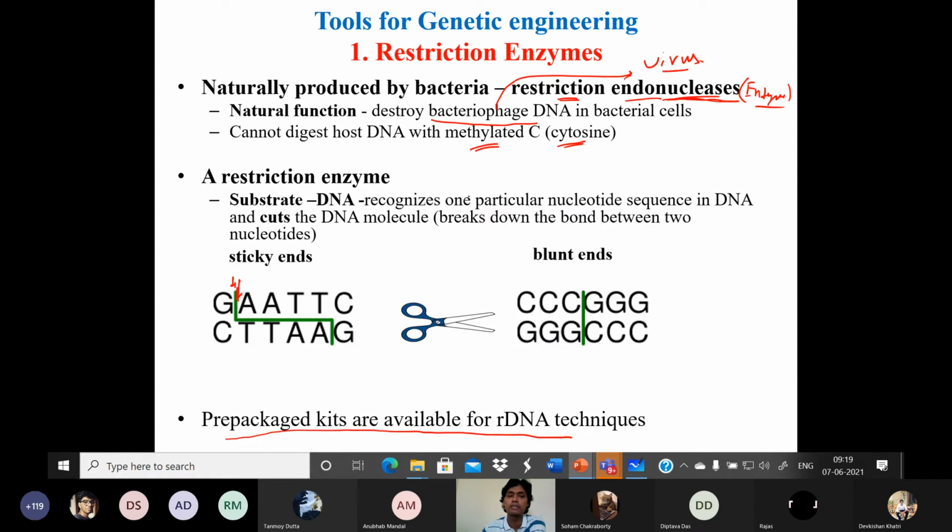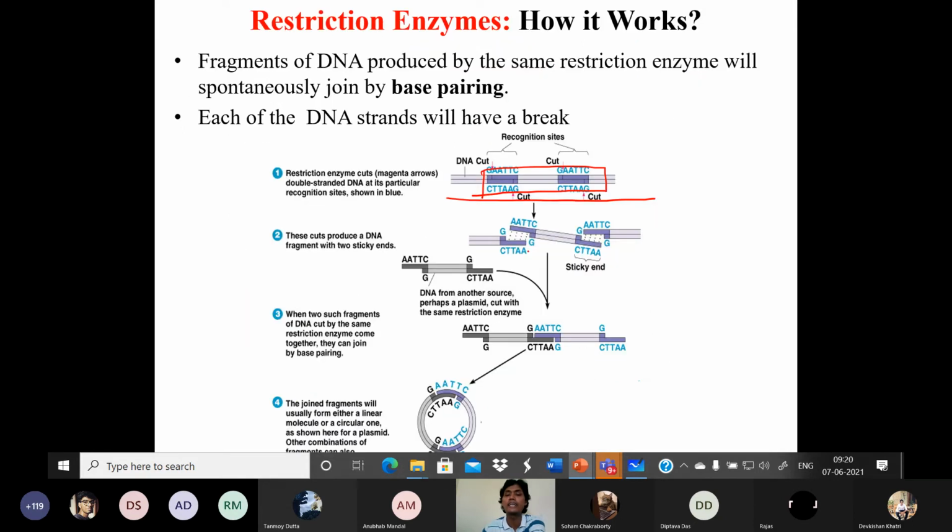So for example, after cutting this DNA, you will get something like this: G, and you have something here plus here, AATTC. And sorry, this G is wrong. This G should not be here. And here you have G and something like that. And again, it can be ligated in the presence of ligase enzyme.